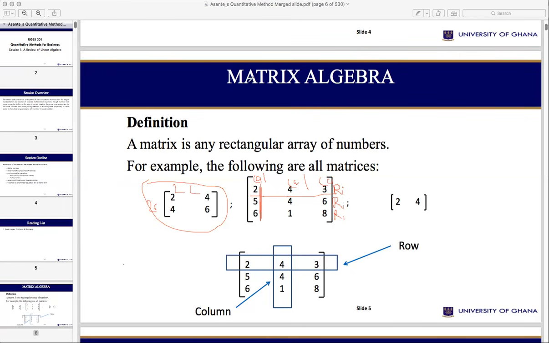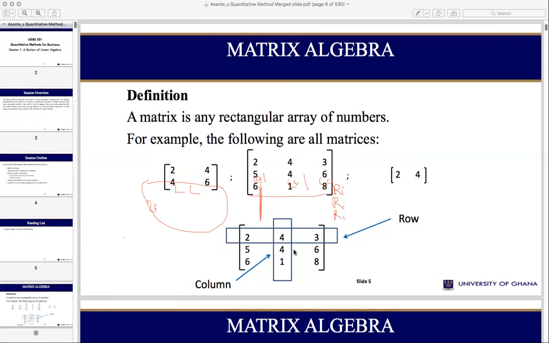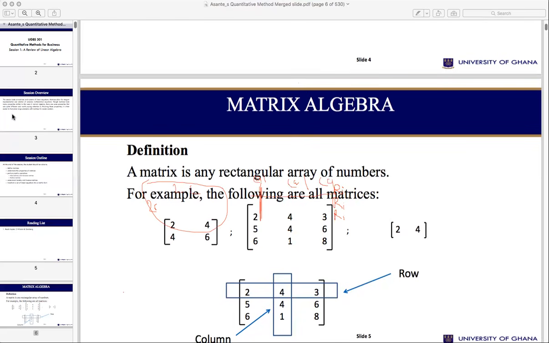So basically you need to know what a column is so that it will be easier to identify the matrices and know what you are doing. As it is also stated here, this is the row and this is the column. So horizontal row, and then vertical column. So this is how I used to identify the rows and columns of matrices. Okay, so please, up to this point, is there any question?